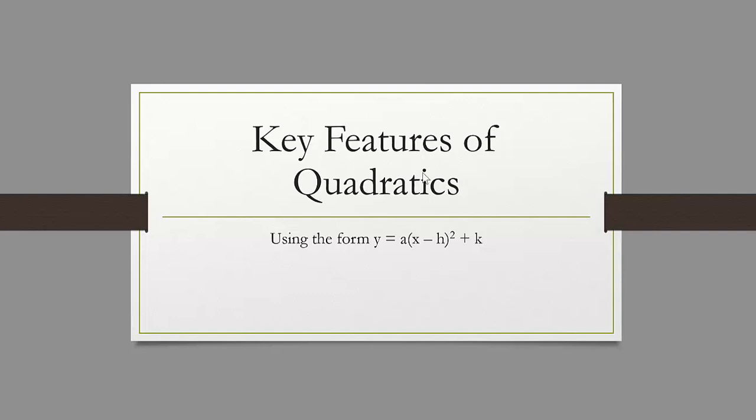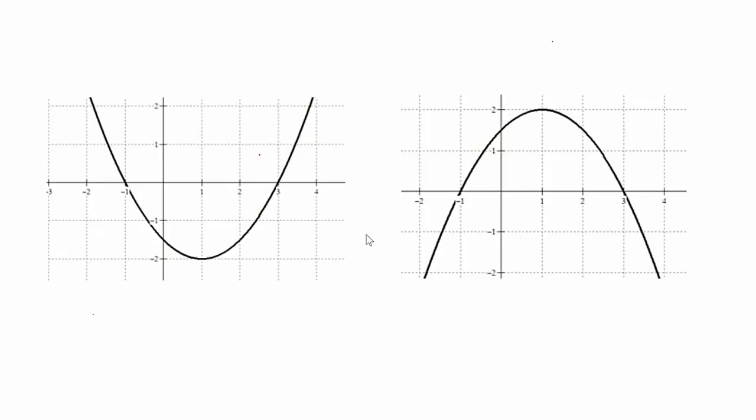In this video, we're going to talk about key features of quadratics, specifically features that can be easily obtained using the form y equals a parentheses x minus h squared plus k, which we can refer to sometimes as vertex form or completed square form. First, let's look at graphs of our quadratics so that we can identify features from a graph.